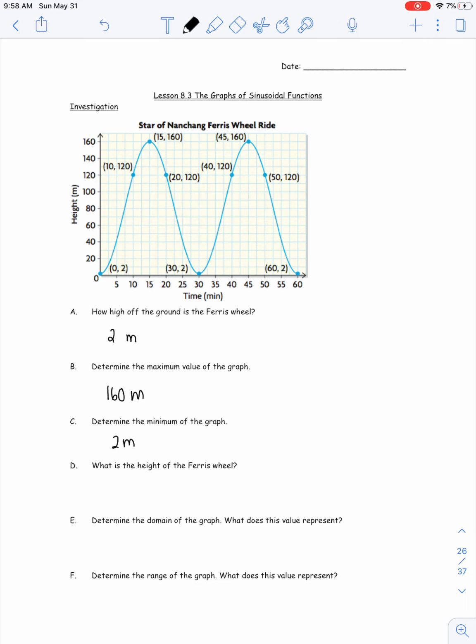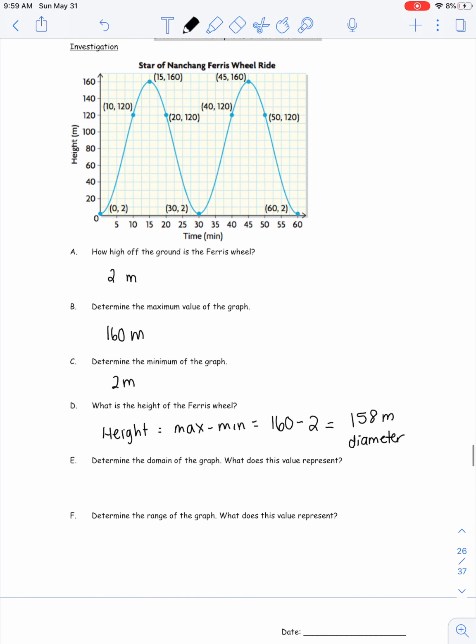What is the height of the Ferris wheel? So the height of the Ferris wheel can be found by taking your max and subtracting your minimum value. So we know that the max was 160 and our minimum was 2. So our actual height is 158 meters high. So that's the diameter of the Ferris wheel.